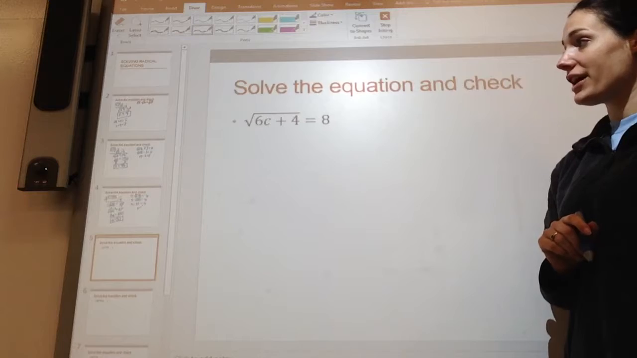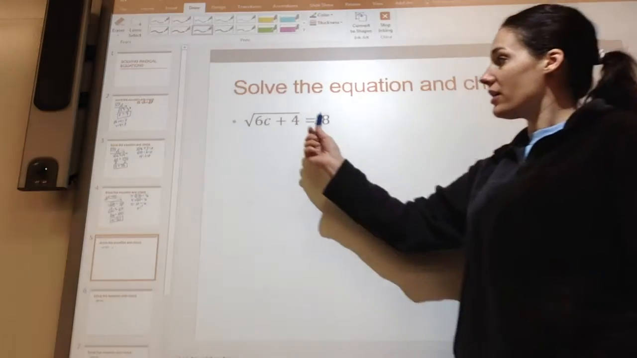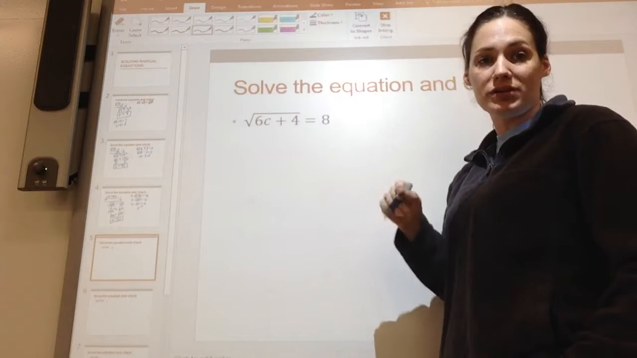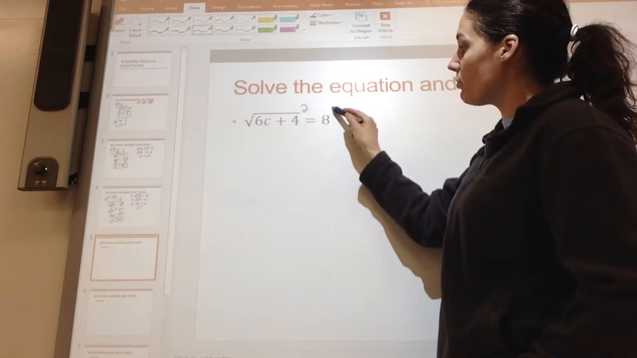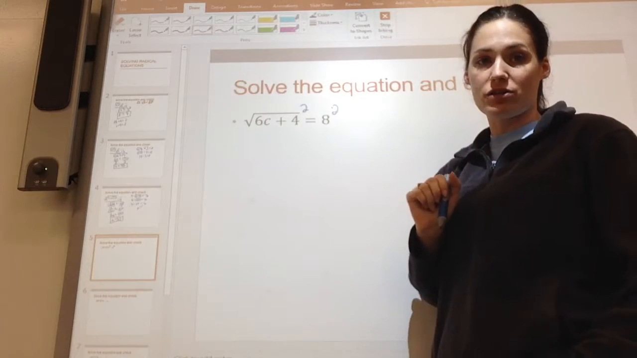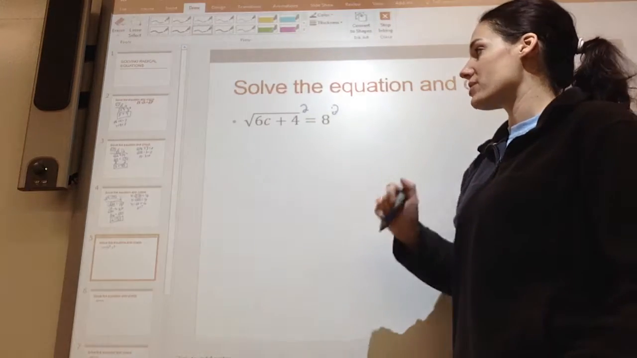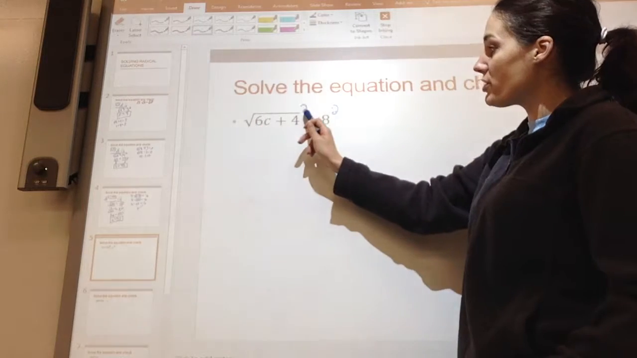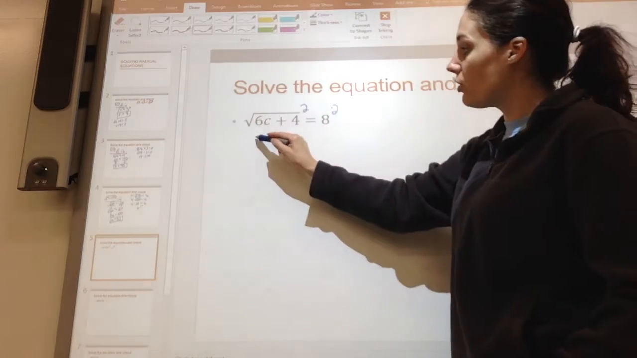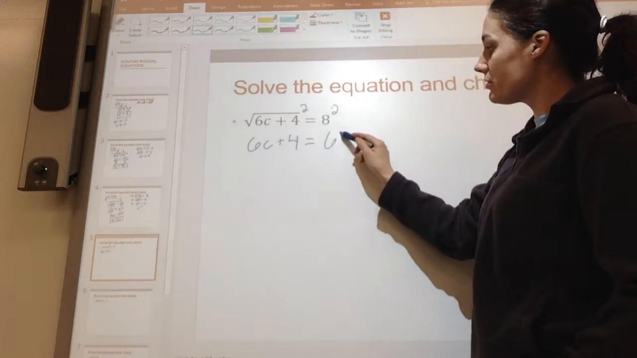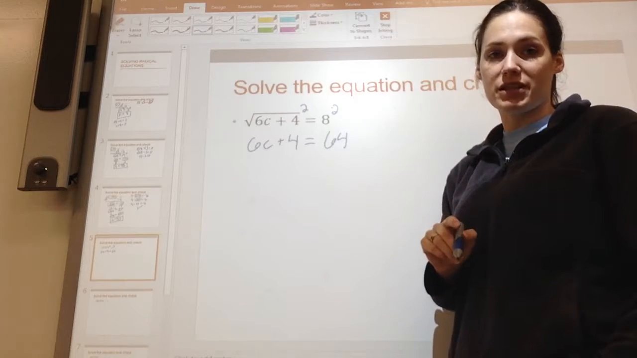Now, for this one, you've already got the square root isolated. This whole left side is simply a square root, and it equals 8. So from the very beginning, we're going to start by squaring, because there's no need to solve for the variable, or the radical when it's already by itself. So the square root and the square on the left side will cancel. We're left with 6c plus 4 equals, and then 8 squared would give you 64.